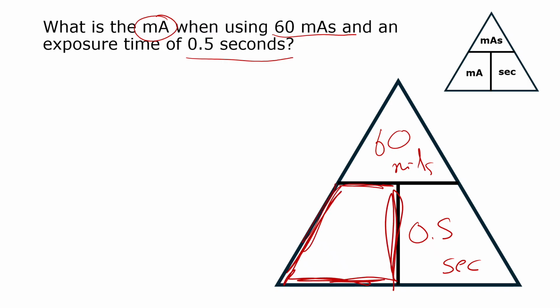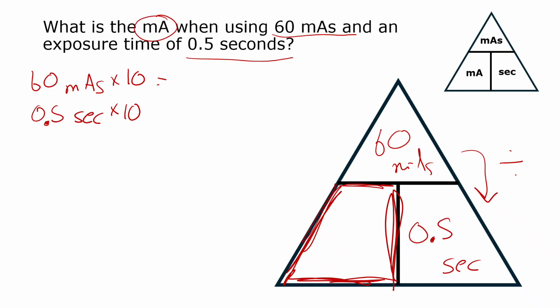So again, what we're going to do is divide 60 by 0.5. I'm not a super fan of dividing by fractions, so what I like to do is just make everything a whole number. So here we have 60 mAs, here we have 0.5 seconds. I don't like this 0.5, so I'm just going to multiply both sides by 10. For me, that's just easier. It's going to be 600 times 5. So now we'll have 600 mAs and 5 seconds.